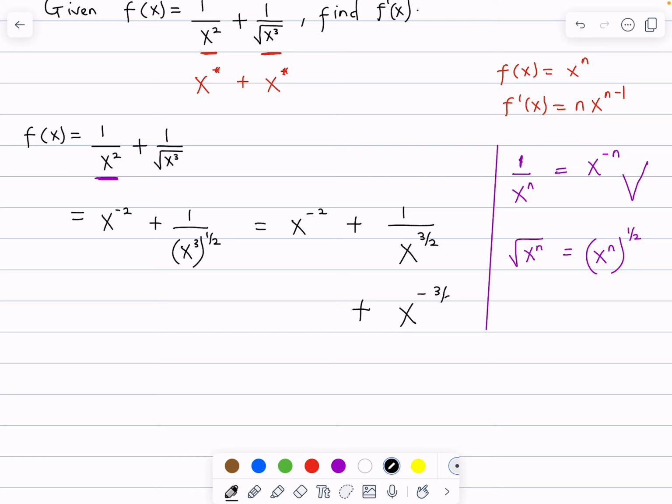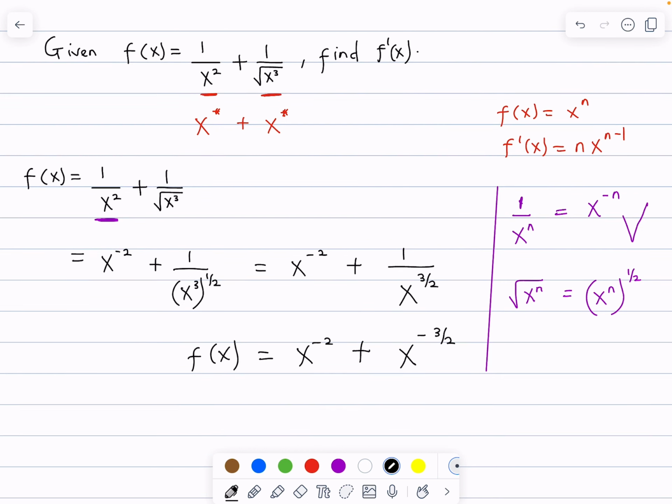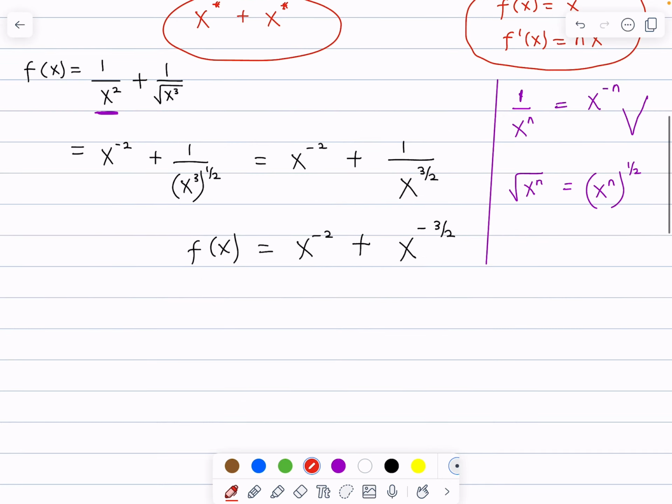So this is my f of x, not my f prime of x. I'm just rewriting f of x in this form, so that I can easily apply the power rule. Now I have this form, where each term is in the form x to the power of something, so I can easily apply the power rule.